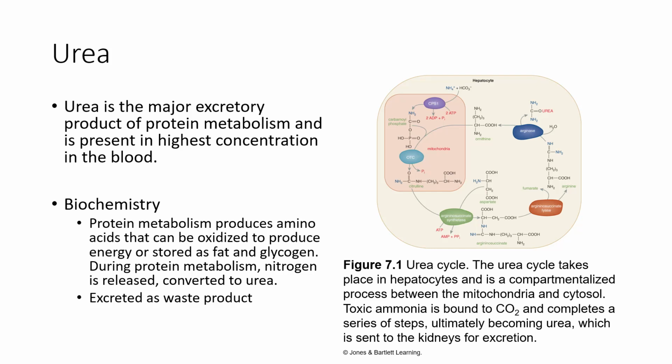Urea is probably one of the most frequently ordered tests, so this is going to be on a lot of your basic metabolic panels and basic lab draws. Urea is the major excretory product of protein metabolism and is present in highest concentrations in the blood. Biochemistry: protein metabolism produces amino acids that can be oxidized to produce energy or stored as fat and glycogen. During protein metabolism, nitrogen is released and then converted to urea, excreted as a waste product.